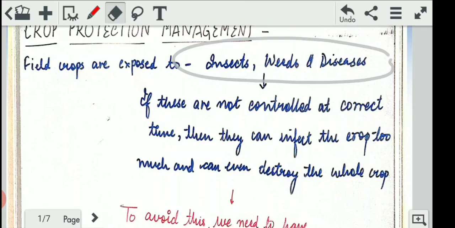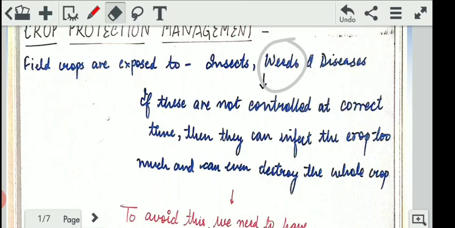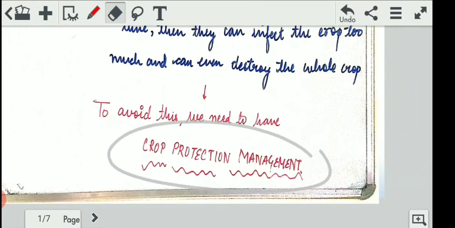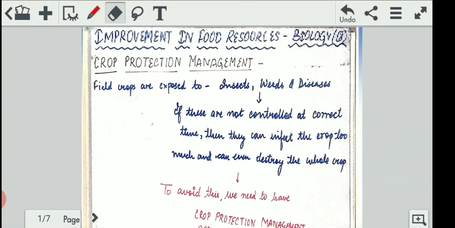It is exposed to a number of insects, some unwanted plants such as weeds, and many diseases which affect the plants. If these are not controlled at the correct time, they can infect the crop. If you are not able to stop insects and weeds from spreading into the field, in no time they will affect the whole crop and can even destroy your entire production. So to avoid this, we need some crop protection management. That is what we will study: how we need to protect our field.